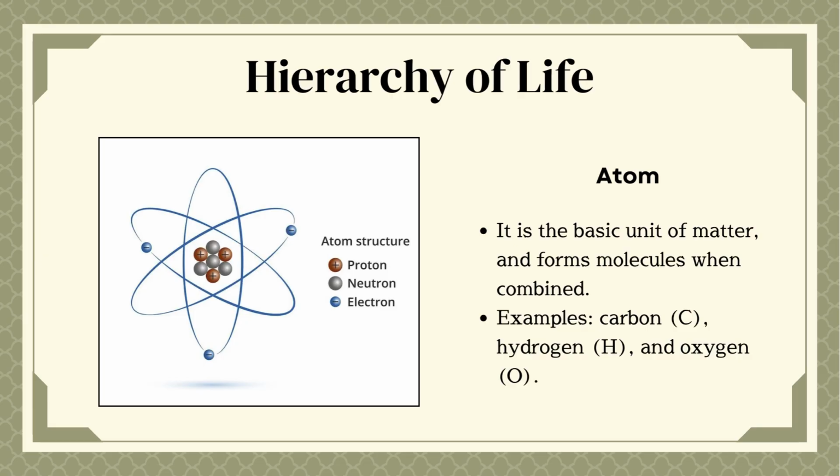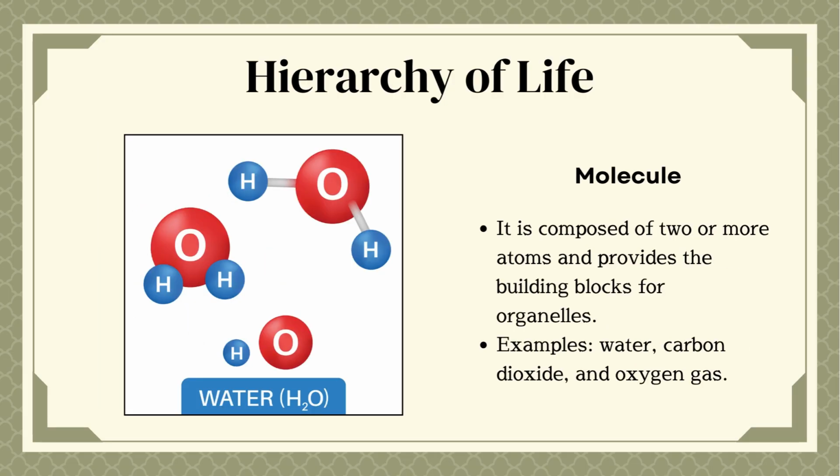For the first part of the hierarchy of life, we have the atom. The atom is the basic unit of matter and forms molecules when combined. Examples of atoms include carbon, hydrogen, and oxygen. Second, we have the molecule. The molecule is composed of two or more atoms and provides the building blocks for organelles. Examples of molecules include water, carbon dioxide, and oxygen gas. As you can see in the image, the water molecule, or H2O, is primarily composed of two elements, which are the hydrogen and the oxygen.